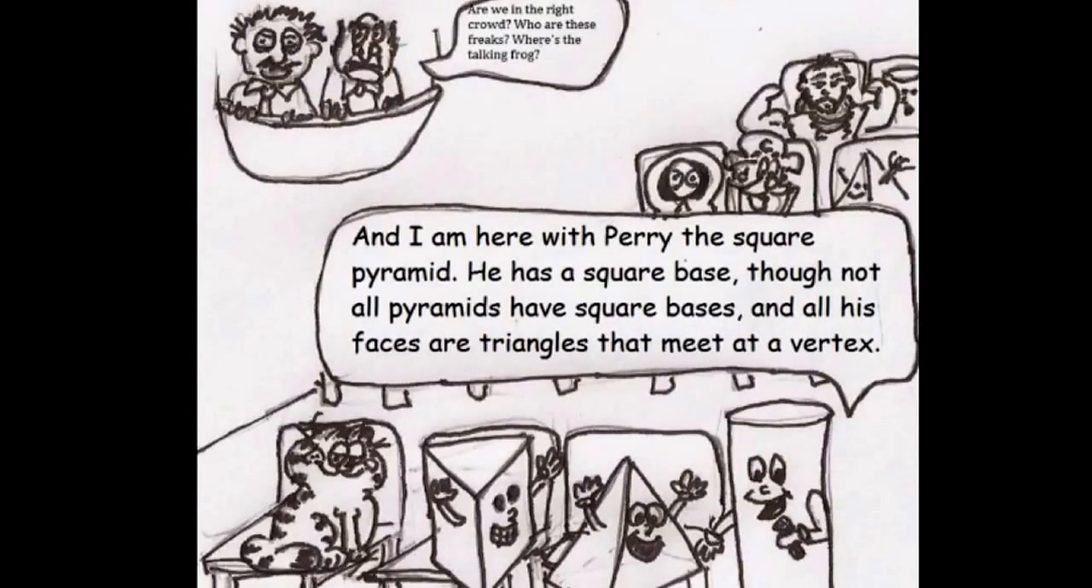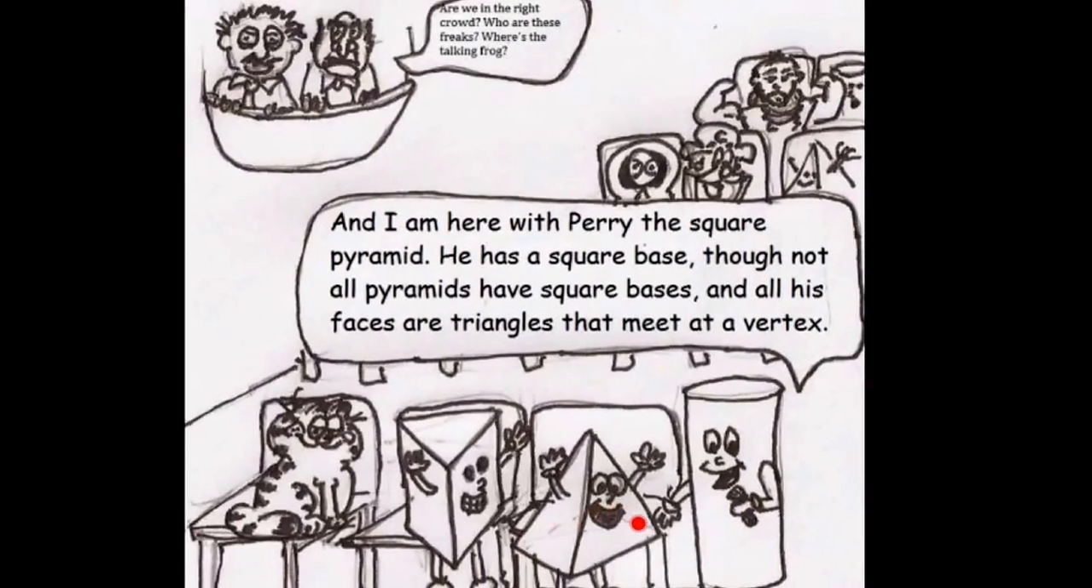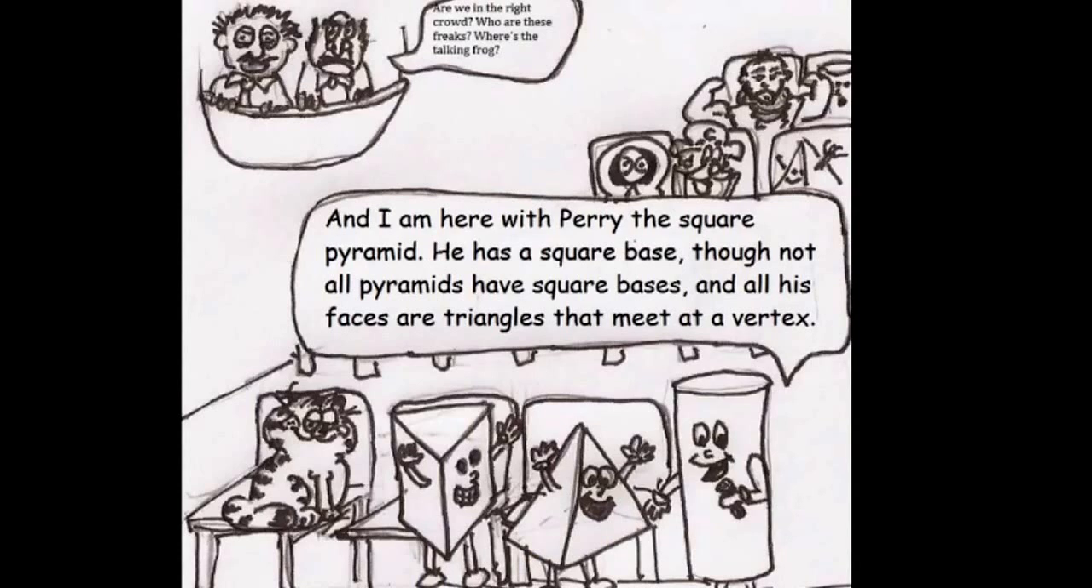And Silly is here with Perry, the square pyramid. He has a square base, and not all pyramids have square bases, but all his faces of this pyramid are triangles that meet at a vertex.